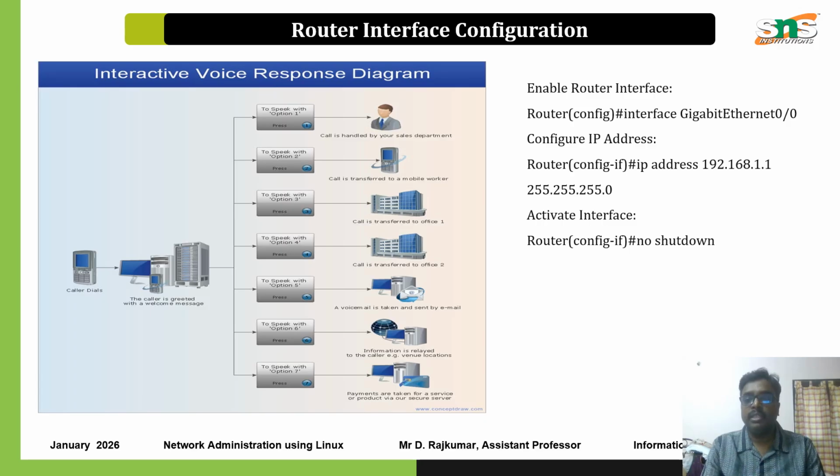Next, we will be using the gigabit Ethernet interface. Next, we have to configure the IP address, using the ip address command. We give the IP address of the system and the default gateway. Then, to activate the interface, we use the no shutdown command.